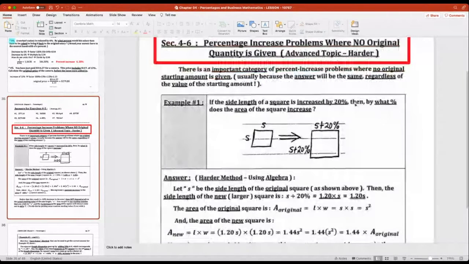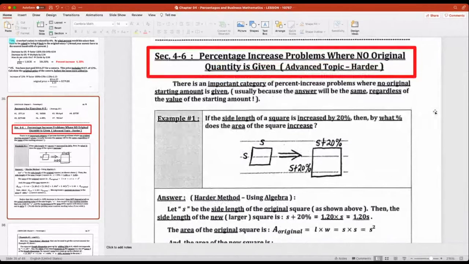So read this title carefully. This is a strange one. Percent increase problems where no original quantity is given. Again, if a question like this appears on a test, hypothetically, see it says advanced topic, hard or whatever. So this would be considered one of those tough questions on the test. And if you're wondering if there are tough questions on the test, I will discuss that at the end of this lesson. So just put that aside in your mind that this is a harder question if you get a little bit rattled with it or a little bit intimidated.